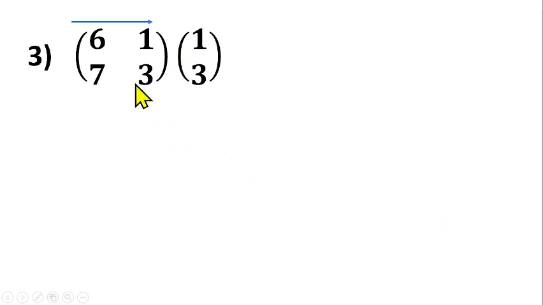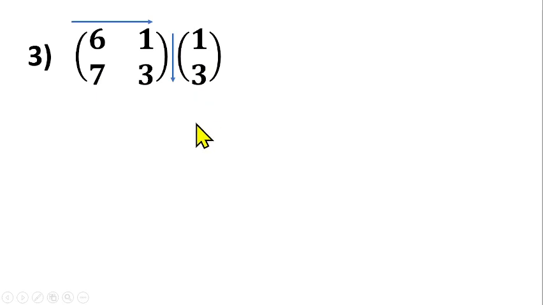So we have two rows here, first row and second row. This first row, first of all, multiplies the first column. Then the second row will also go and multiply this column again. That's how you multiply. Now let's go with this first row. First row will multiply this column, so we have 6 times 1 plus 1 times 3. Do we understand that? Then the second row also will go 7 times 1 plus 3 times 3.